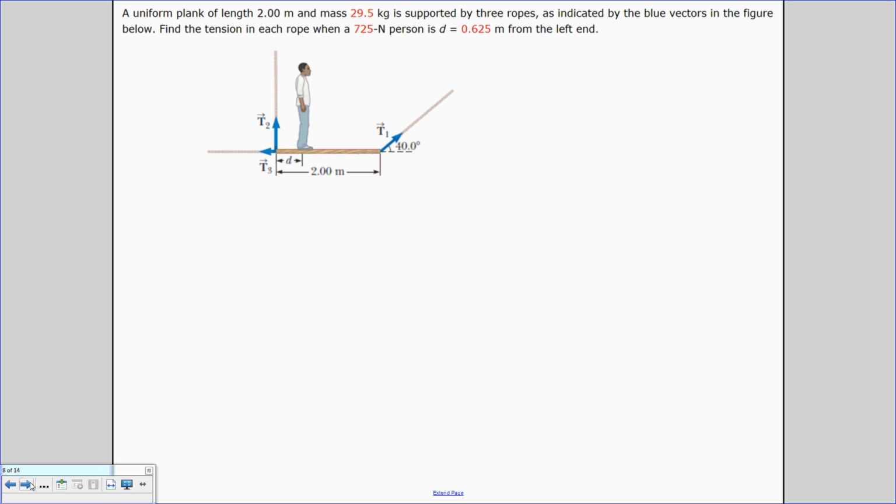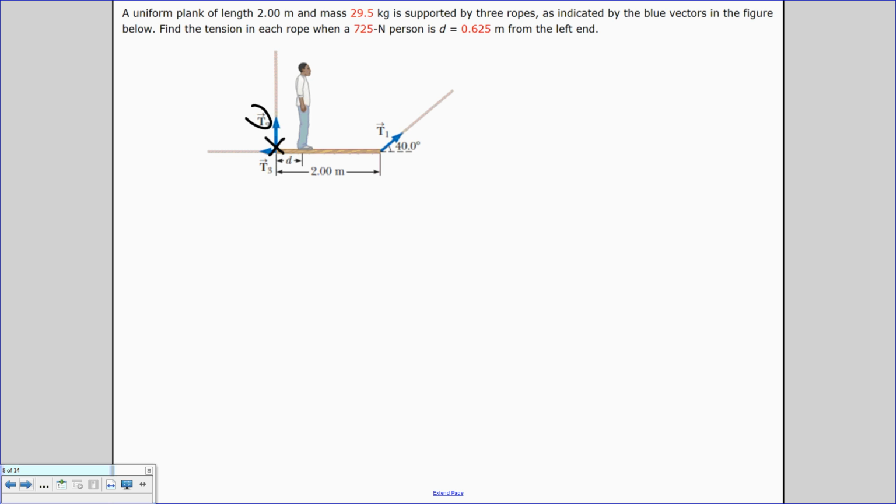All right, last one. I have a uniform plank of length 2, mass of 29.5, supported by 3 ropes. We want to find the tension in each rope. All right, now here's the thing. You're finding 3 things. That means we're going to be using 3 equations. 3 unknowns, 3 equations. It's one of those things you got to do. So we pick our pivot point first. That's number 1. I'm going to make this right here my pivot point, because when we do sum of torques, it's going to knock out 2 forces.